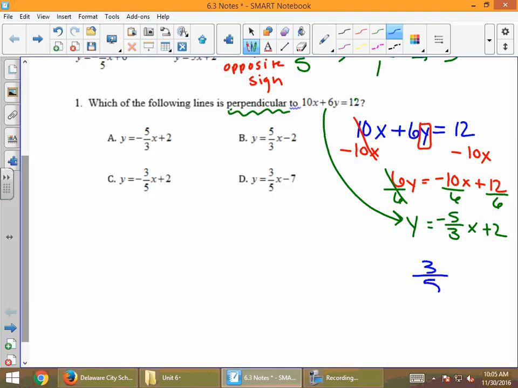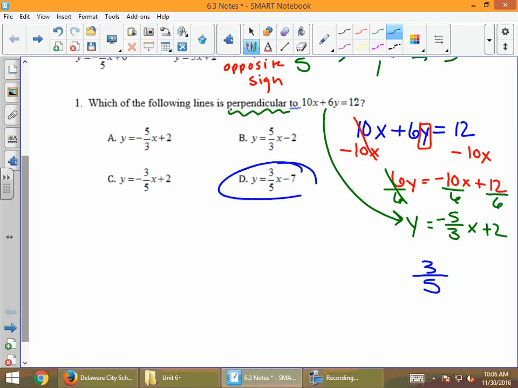3 over 5. So they're flipped. And what do we know about the signs? They're what? Opposite. So this is negative. The slope of this line is going to be positive. So the slope of our new line needs to be 3 over 5. Which one of those equations has a slope of 3 over 5? D. That's our answer. We don't care about our y-intercept. We just care about the slope.